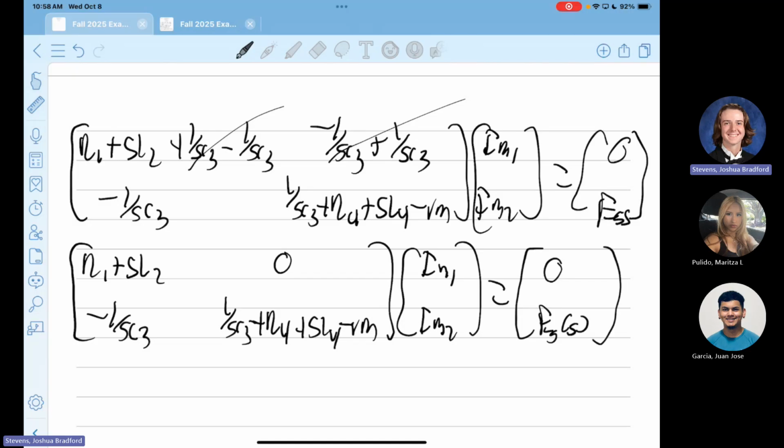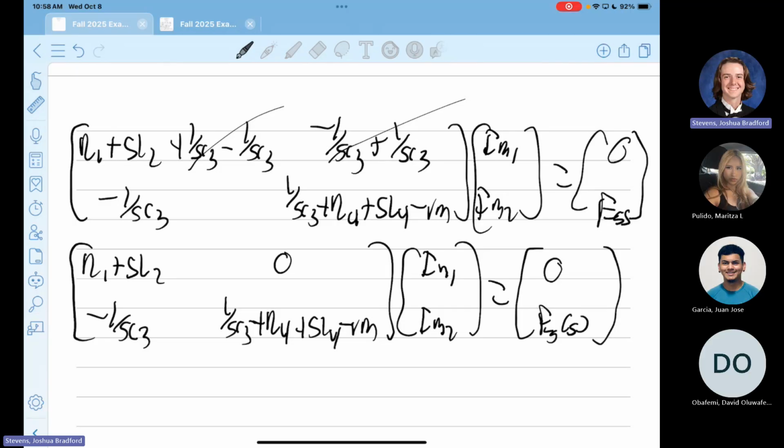EG of S. Cool. We had a good pace. I'm going to speed up, slow down. We good. But does everybody agree with how I did that so far? Okay. Now I'm just going to put in numerical values.